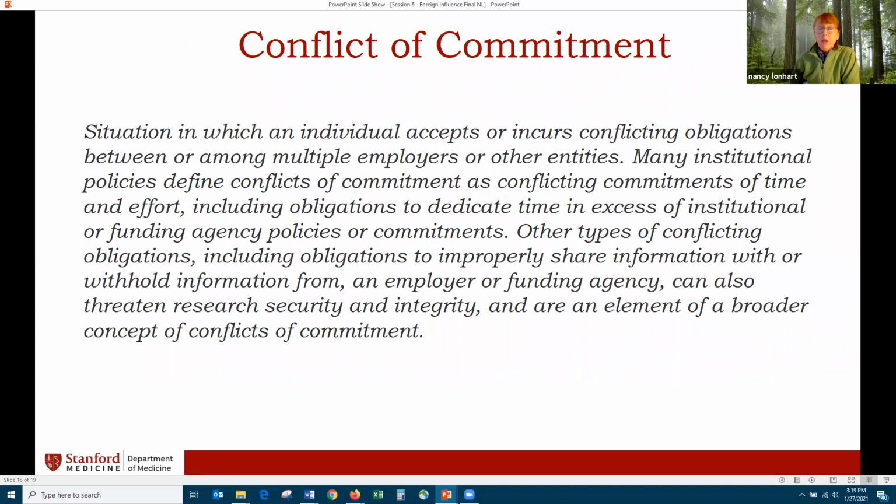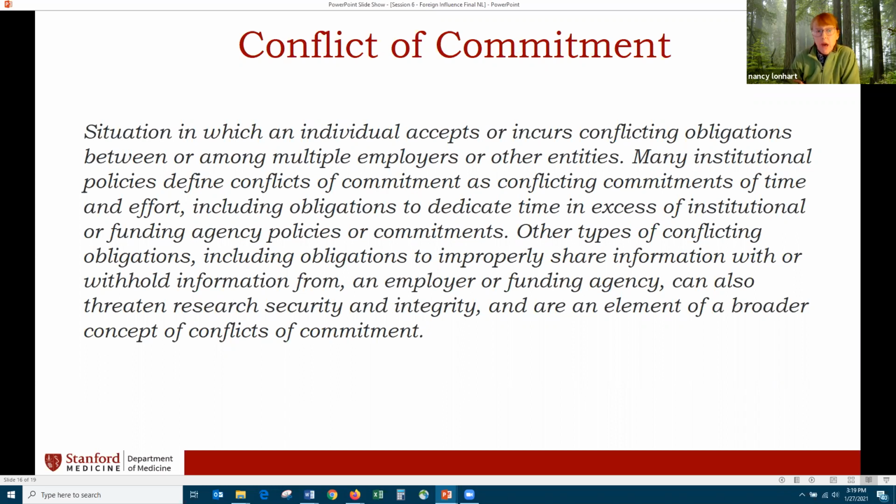And then finally, when we think about conflict of commitment, what is that? It has to do with time and effort. So for example, as they describe it here, it's a situation in which an individual accepts or incurs conflicting obligations. And we see that when we have a faculty member who perhaps decides to take an appointment at another university, and there is a conflict of time with how they are spending their time at that university.